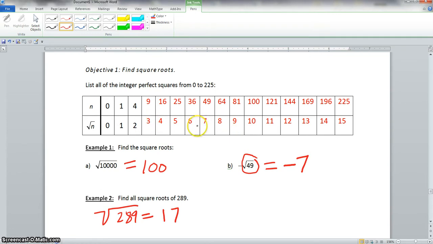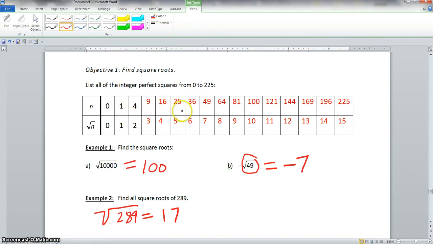Now that you are at this page, right here, we have the square root of 0 is 0 and so on. We have all of these values here. It says list all the integer perfect squares from 0 to 225. If you look here, when n is 9, we have 3 and so on.